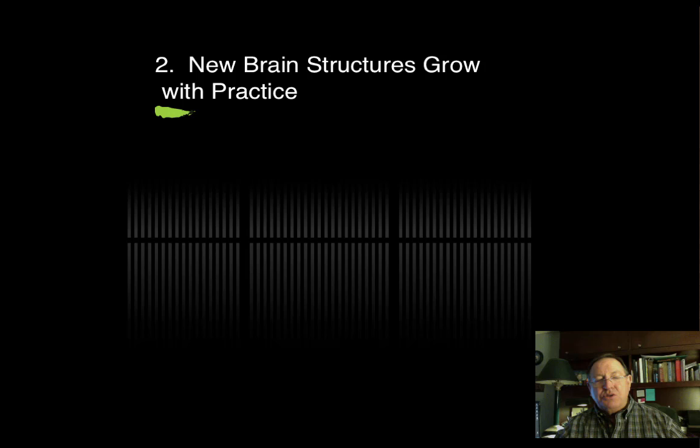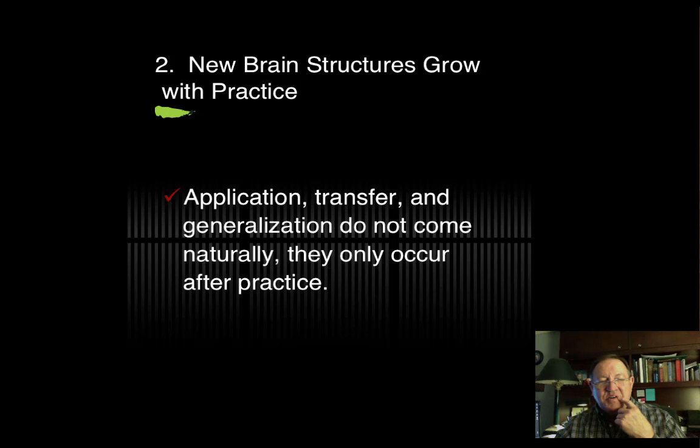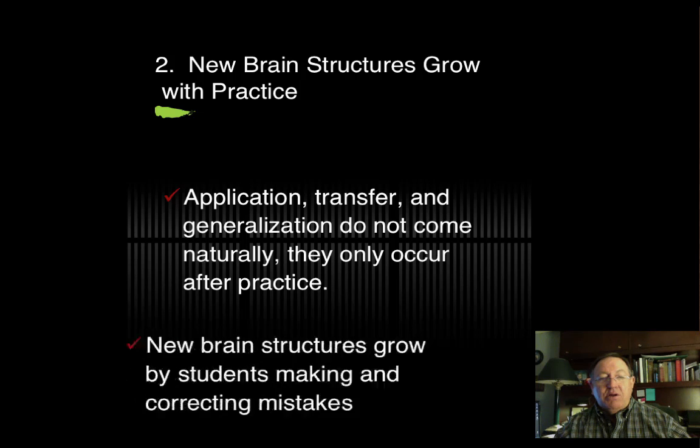Number 2, brain structures grow with practice, which we mentioned earlier. Learning how to apply things, how to transfer what we learned from this thing to that thing, how to generalize, all of those things, the top parts of Bloom's hierarchy too, apply to the brain learning. But they only occur after practice.